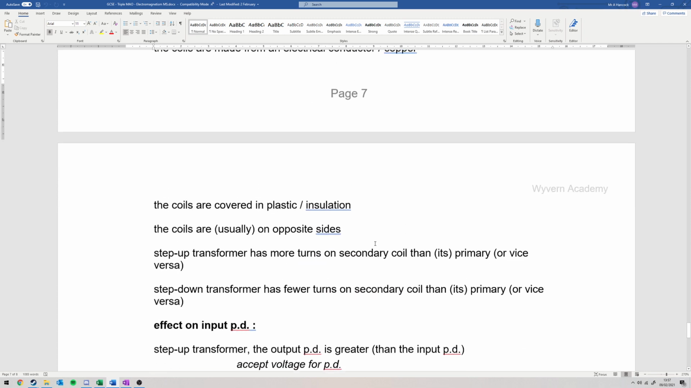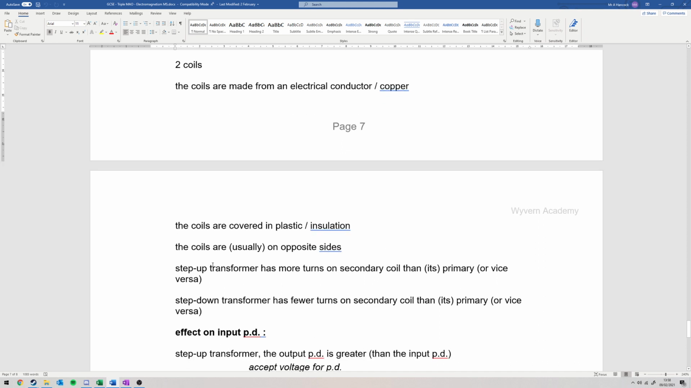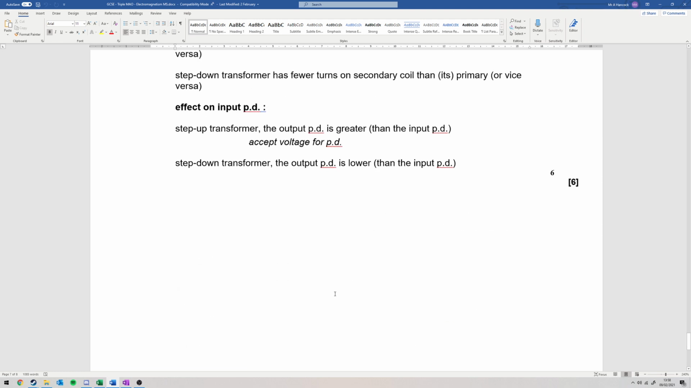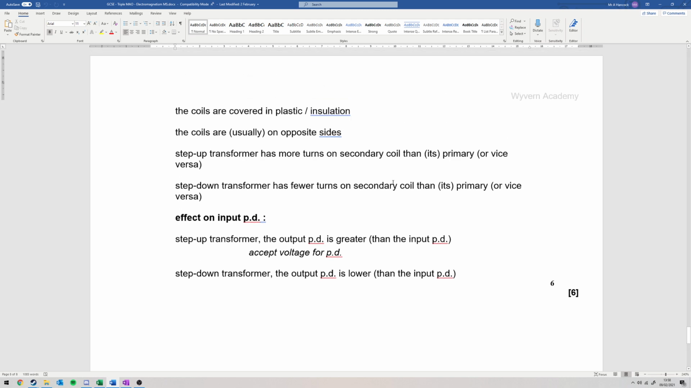Now, details of construction. If you talked about the laminated iron core, it's made of iron. There are 2 coils. They are made from a conductor. They are covered in plastic insulation. They are usually on opposite sides. Step up has more turns on the secondary. Step down has fewer turns on the secondary. This is information on the makeup or the construction. The effect on potential difference: the step up transformer, the output potential is greater, and the step down, the output potential is lower.